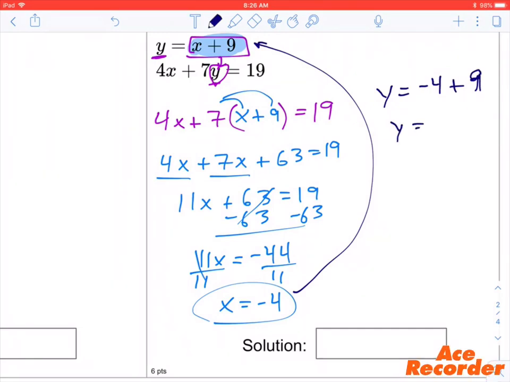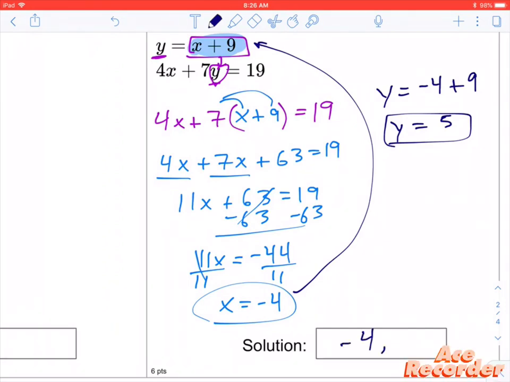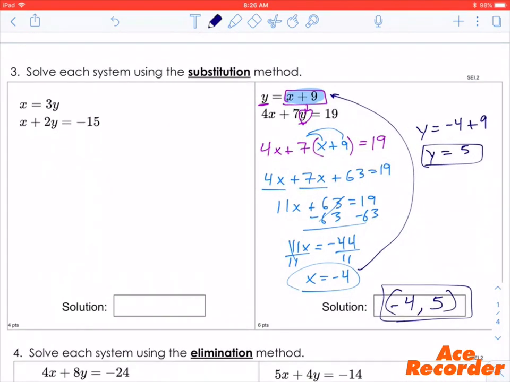So negative 4 plus 9 is positive 5. Sorry, that 9 was weird. Okay, and so my final answer, negative 4, comma, 5. I'm writing all kinds of weird numbers. There we go. Excuse me. So that's substitution.